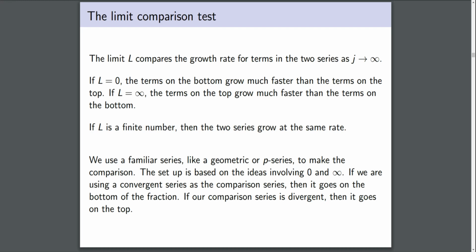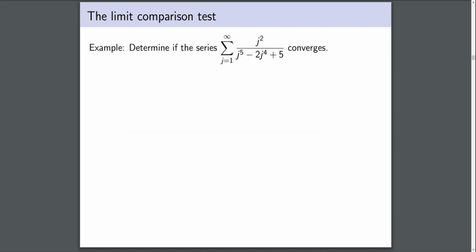Okay, let's take a look at this test. Let's look at an example. Here's the first one that we're going to do. We're looking at the series sum from j equals 1 to infinity of j squared over j to the 5th minus 2j to the 4th plus 5.